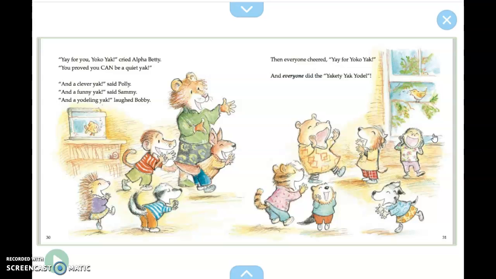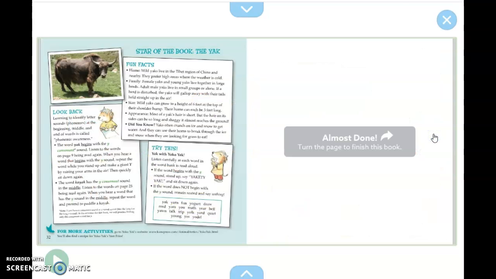"Yay for you, Yoko," said Alpha-Betty. "You proved you can be a quiet yak, and a clever yak, and a funny yak, and a yodeling yak," said her friends. Then everyone cheered, "Yay for Yoko Yak," and everyone did the yakety-yak yodel. The end.